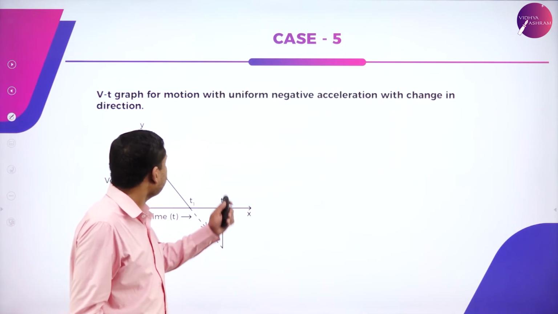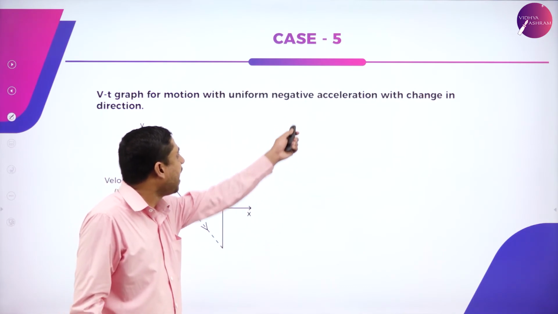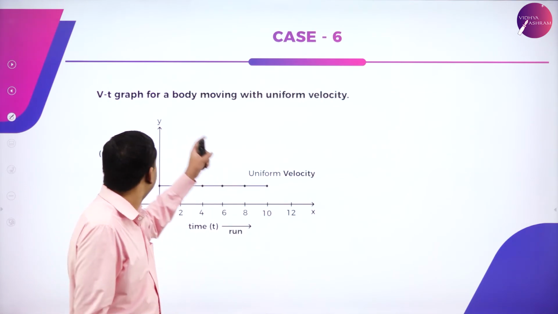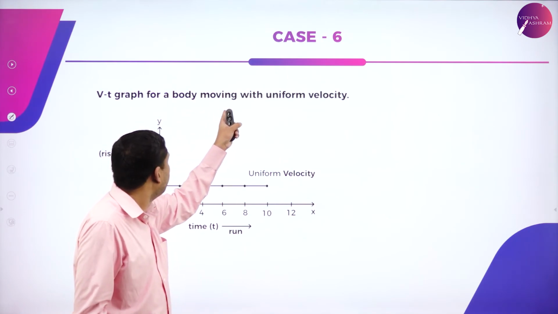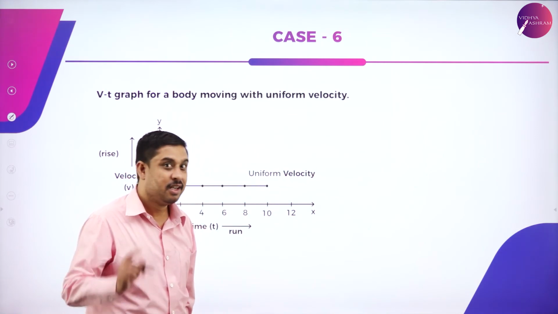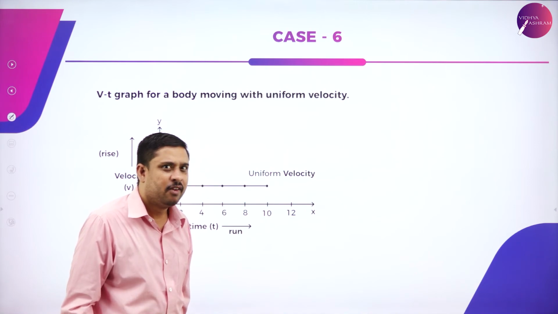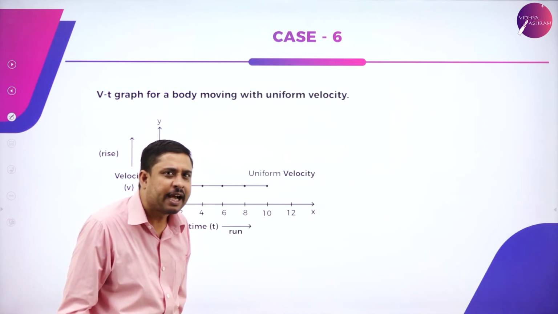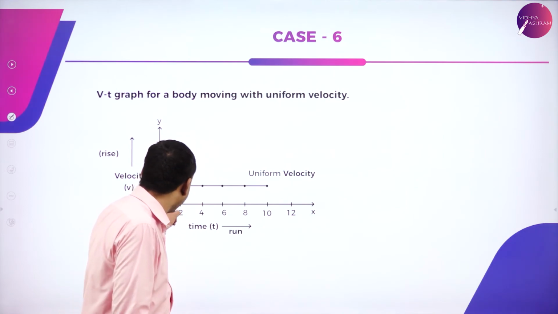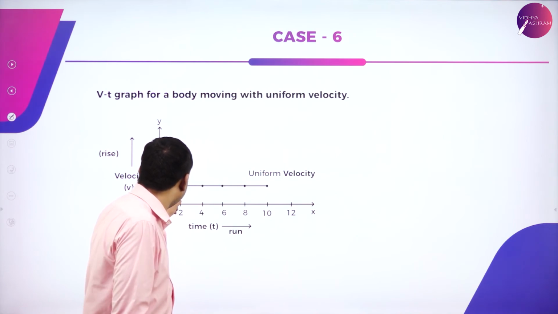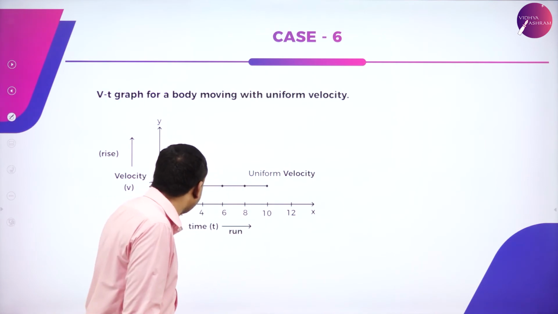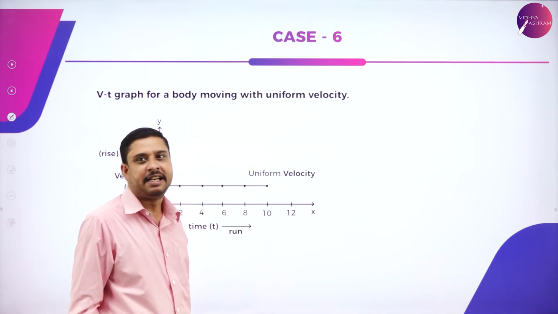Again, uniform negative acceleration. This is an assignment for you all. VT graph for a body moving with uniform velocity. Uniform velocity means for all equal intervals of time, the displacement should be equal. So you see, when the time is 0, this velocity is already 2. So for any interval of time, uniform velocity is defined.